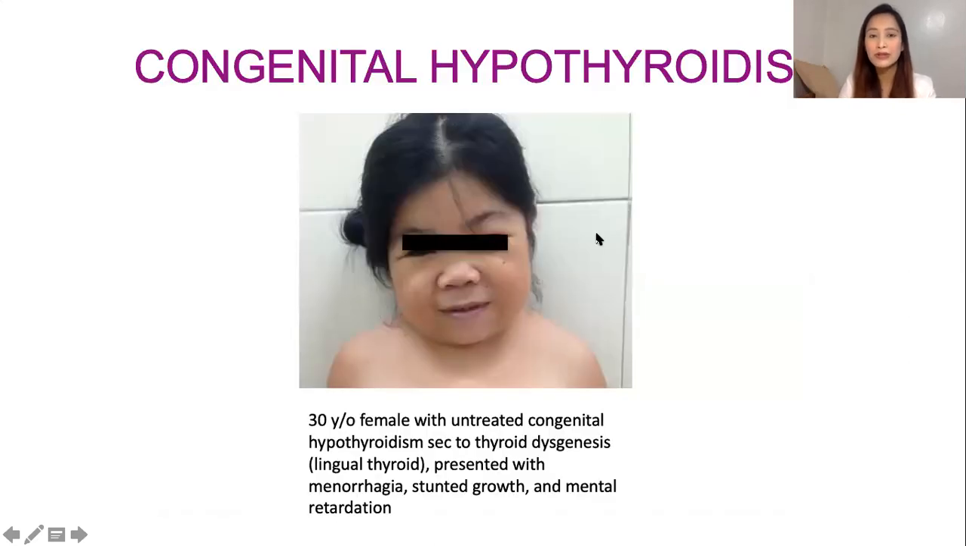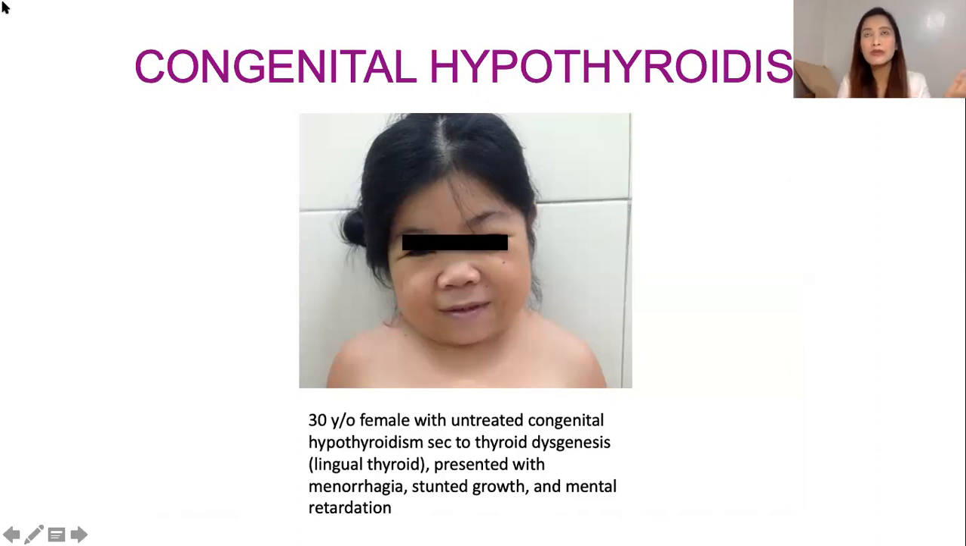This is a picture, so that to help you remember, this is a patient of mine. She's a 30-year-old female who presented to us because of menorrhagia, and this is because of the long-standing hypothyroidism. She had an untreated congenital hypothyroidism secondary to thyroid dysgenesis. She only had a small, tiny lingual thyroid, no? And she had stunted growth and mental retardation.